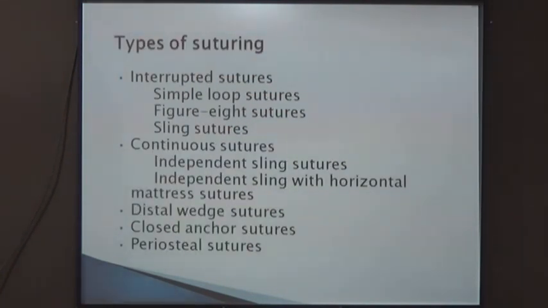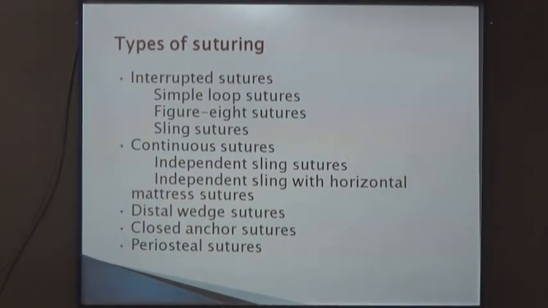Types of suturing. Interrupted sutures include simple loop suture, figure 8 suture, sling suture. These are all interrupted sutures. Whereas continuous sutures include independent sling suture, independent sling with horizontal suture. If they give a figure of 8 suture, then you should write it is an interrupted suture. Okay. So continuous sutures, independent sling suture and sling with horizontal suture, matrix suture, and distal wedge suture, closed anchor sutures and periosteal sutures.